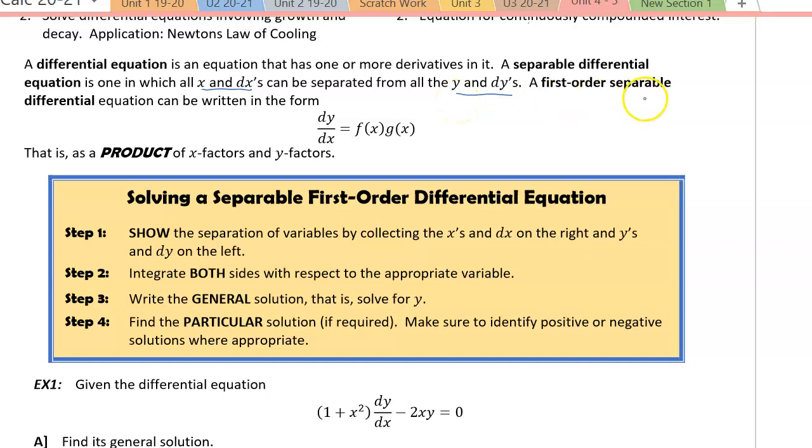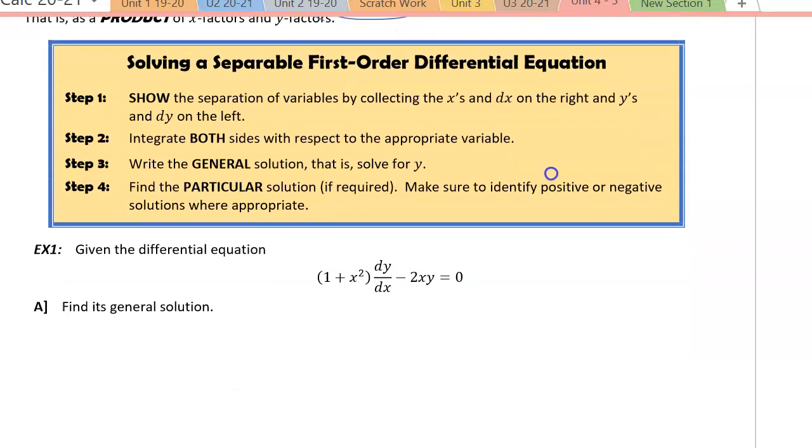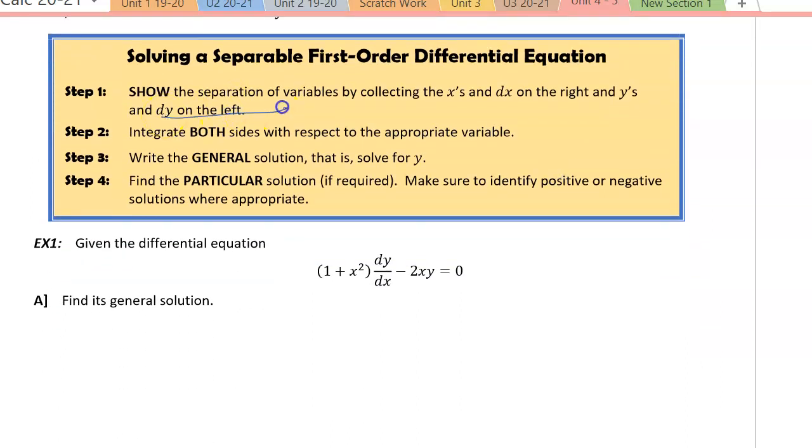A first order separable differential equation can be written in this form. Our job is to separate the x's and dx's from the y's and dy's. Okay, so we're going to do that first, separate. We're going to integrate on both sides with respect to the appropriate variable. You'll see what that means in a second. We can write a general solution and then we can find a particular solution if it's necessary. Particular meaning we solve for that c that we always put, plus c.